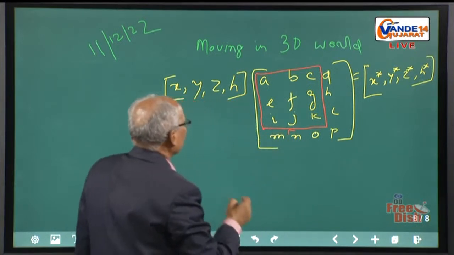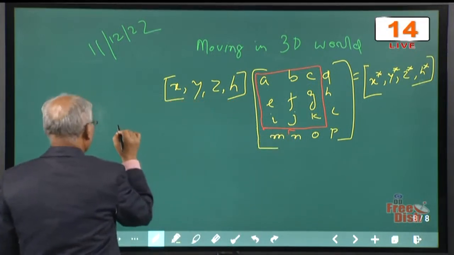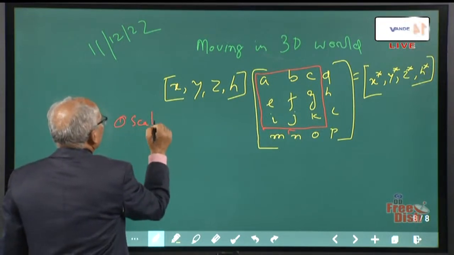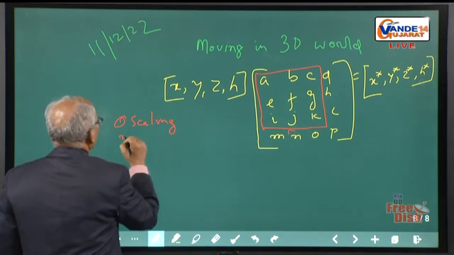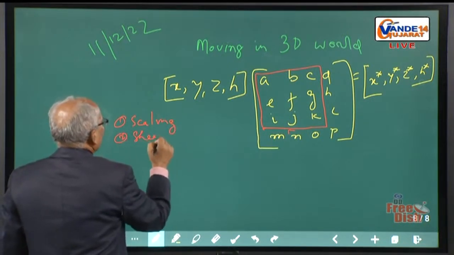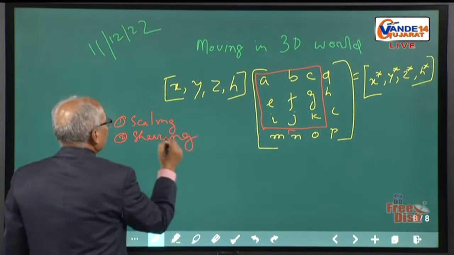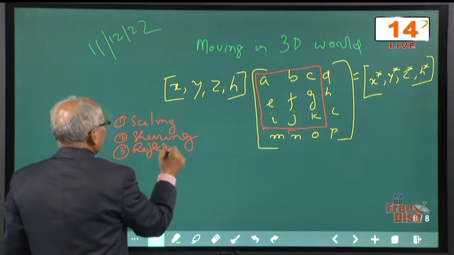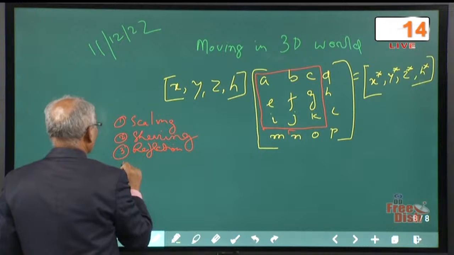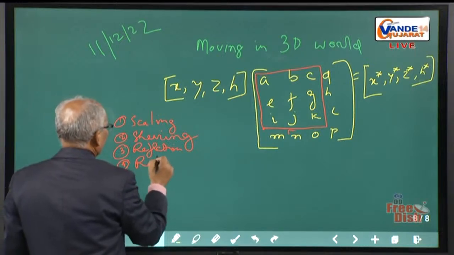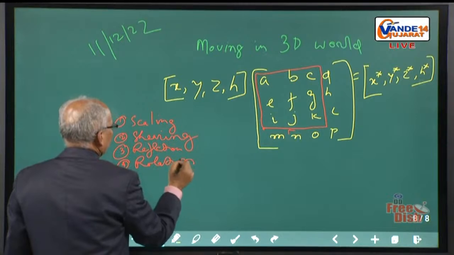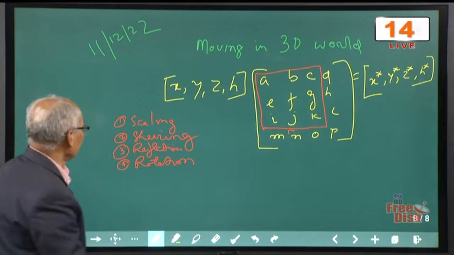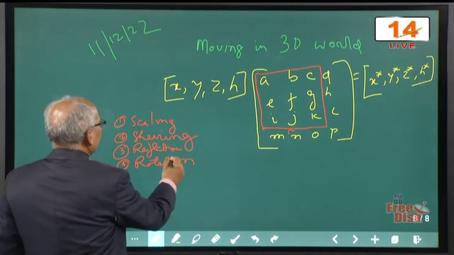This red color elements, these elements are for scaling, shearing, reflection, rotation. Okay. So, this we can do very easily.